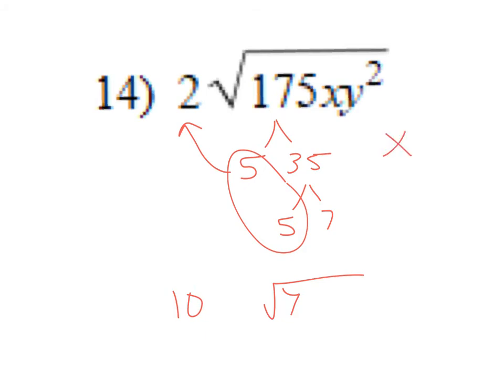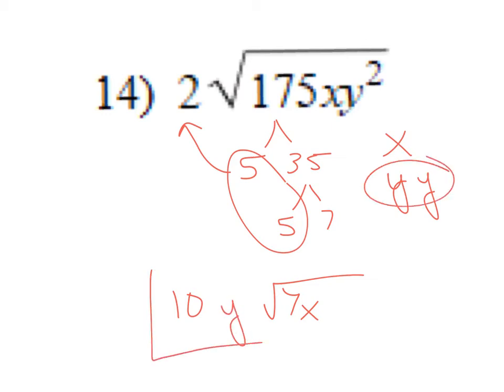Now on my x's, I only have one x, so nothing pairs up and moves out. On my y's, there are 2 of them, so I pair them up, move them out. I have 1 y on the outside.